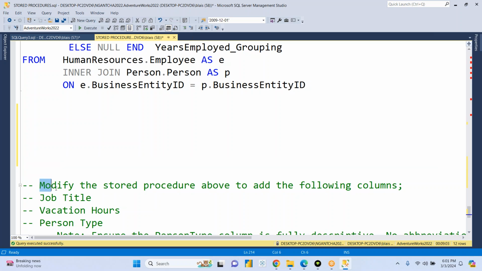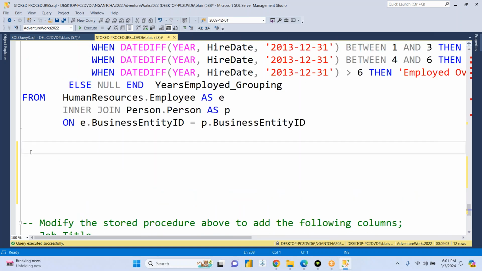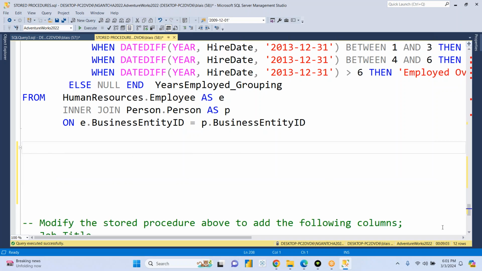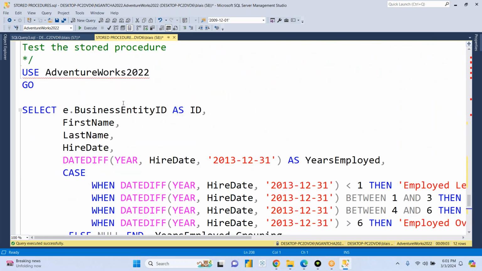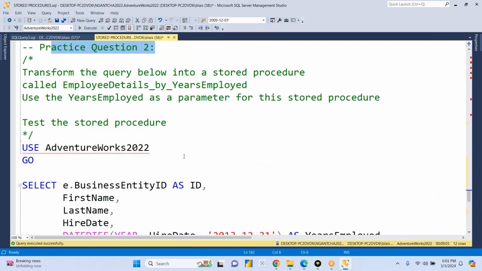And then there's the second part, it will tell you now to modify the stored procedure. That's when you use the alter, switch create to alter, and then add these following columns. So let's do the first part. So again, creating the stored procedure. Anyway, I'm going to leave this as an assignment. We're going to see it during the lab. We're out of time. So you do this practice question 2, and I'm going to check it out during the lab session on Wednesday.